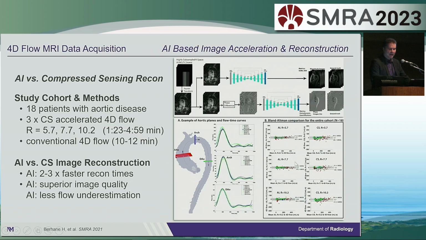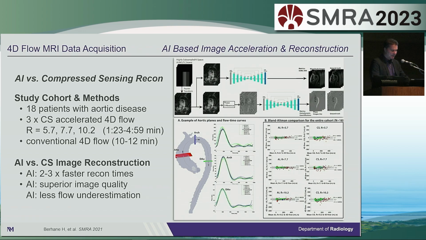And you can see the AI reconstruction was faster than the original CS reconstruction, but also, very important, it had less underestimation of peak velocity compared to CS. So there seems to be less of an averaging or filtering effect with AI compared to CS.